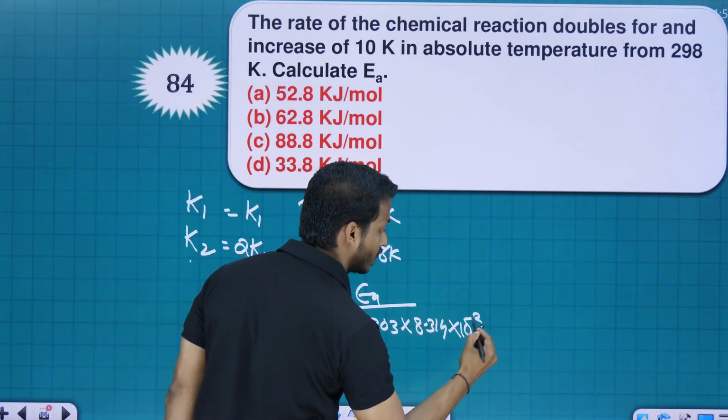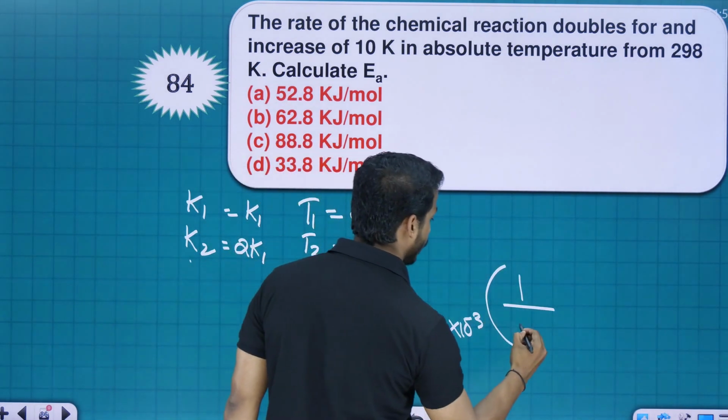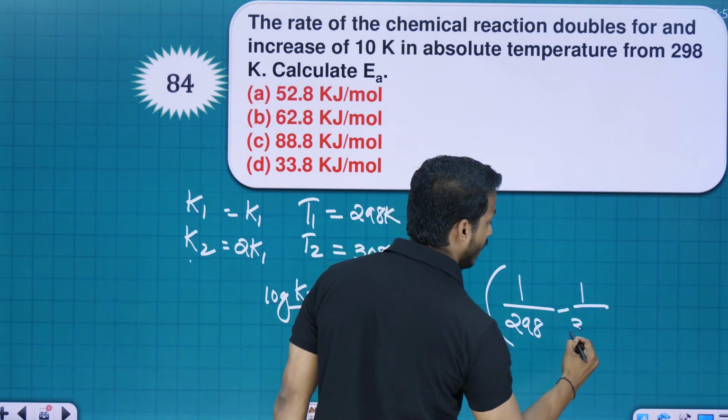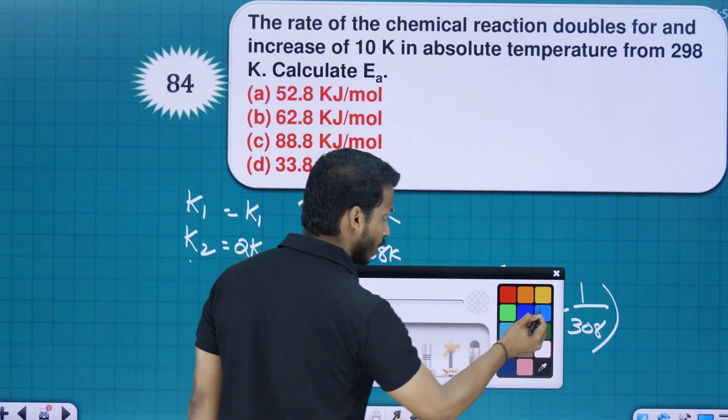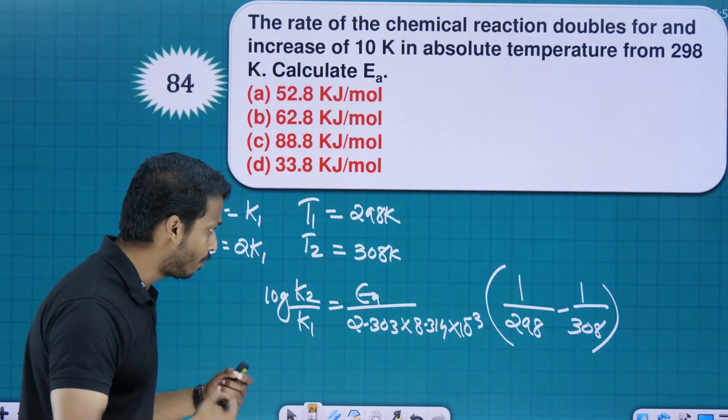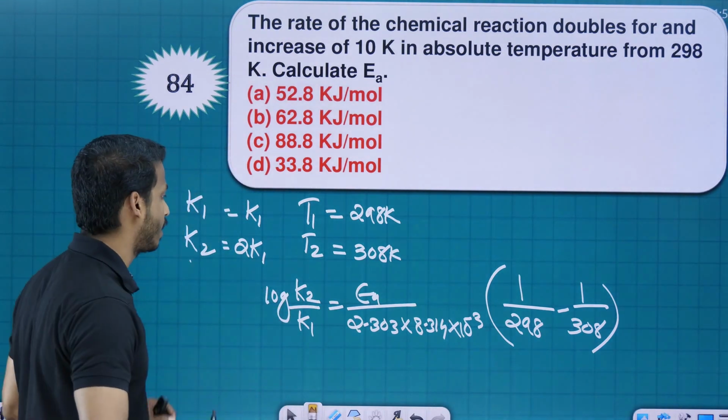So into 10 raised to minus 3 into 1 by, what is T1? 1 by 298 minus 1 by 308. Okay, it will take time. So just calculate everyone. So slowly calculate and practice it.